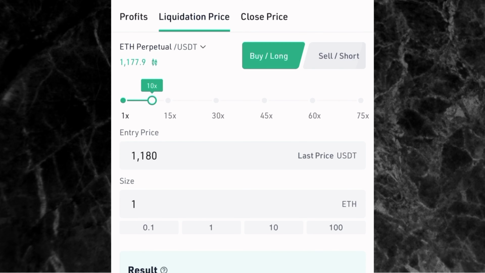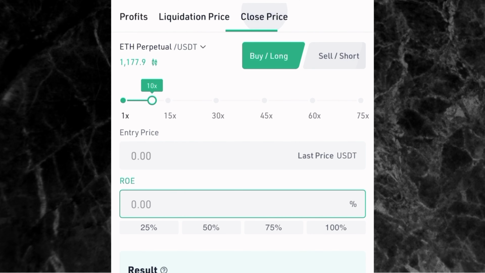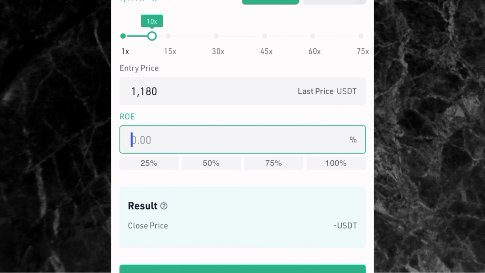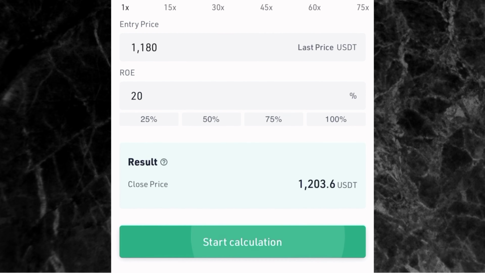And then the last thing you can use the futures calculator to calculate is your close price. Your close price means your take profit also, where you want to take your profit. So just like the others, you pick whether you are longing or shorting, and then you pick the leverage. So let's enter the same entry price again, 1,180 USDT. And here you pick the percentage you want to make. So let's say, for example, you just want to make 20%. Then you pick 20% right here and tap on start calculation.